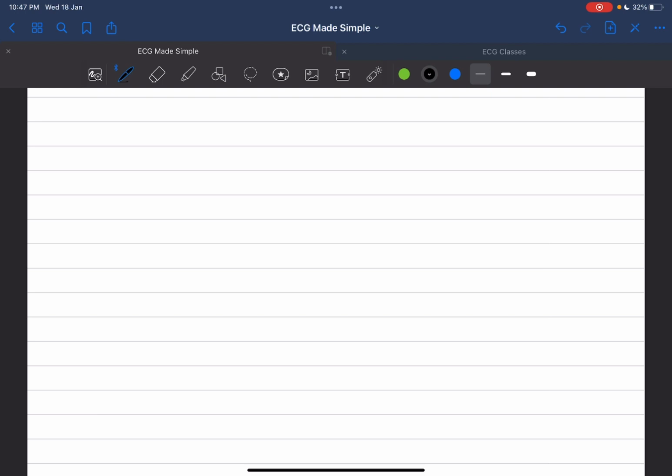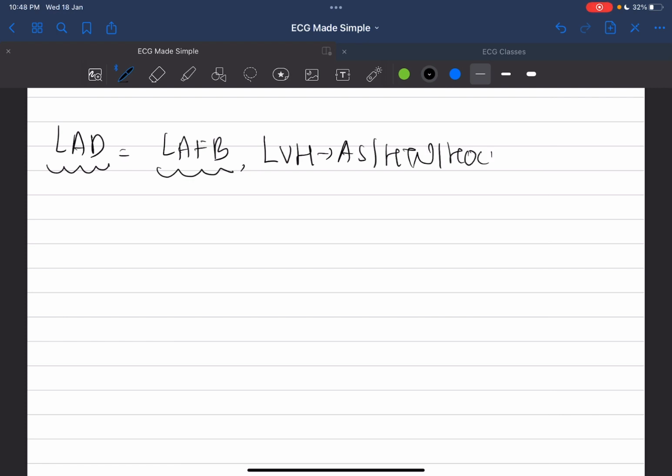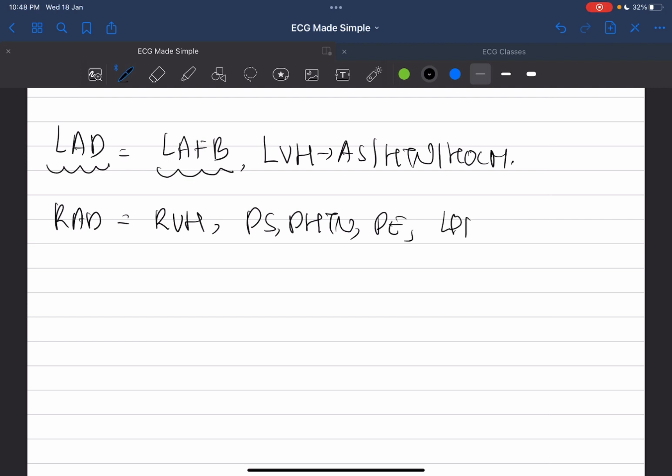Now, conditions having left axis deviation. There are numerous conditions. LAFB is one of the very common causes, or any condition that causes left ventricular hypertrophy, such as aortic stenosis, hypertension or HOCM. All these conditions can have prominent left axis deviation. For right axis deviation, think in terms of right ventricular hypertrophy. Anything that causes right ventricular hypertrophy, such as pulmonary stenosis, pulmonary hypertension, pulmonary embolism, or left posterior fascicular block, can have right axis deviation. And normal axis is between the other two.